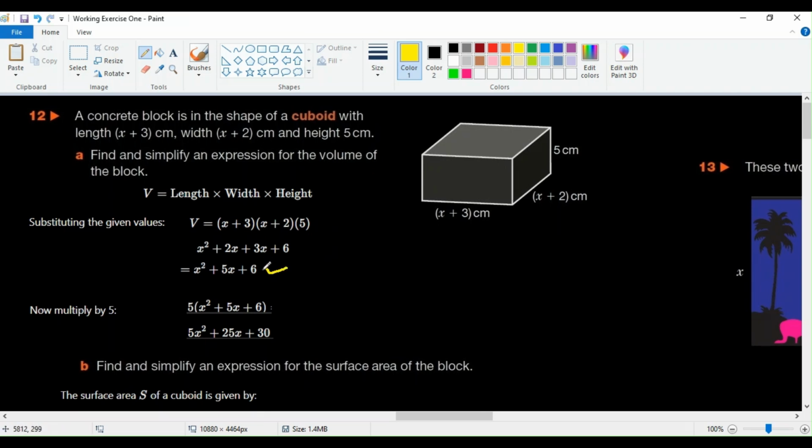Now we are going to multiply this whole thing by 5, because 5 is the third dimension. The answer for two dimensions is x squared plus 5x plus 6, which is available over here, comes from here, multiplied by 5. It's going to give us 5x squared plus 25x plus 30 as the final answer for this question. This is the answer for the first part of the question, which is the volume.